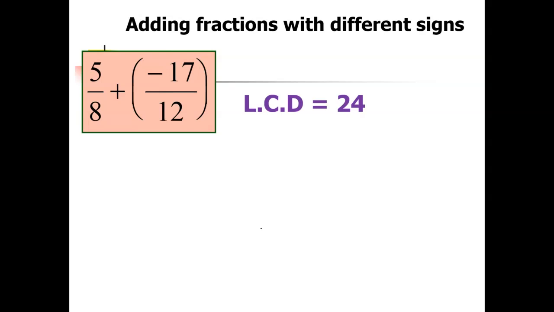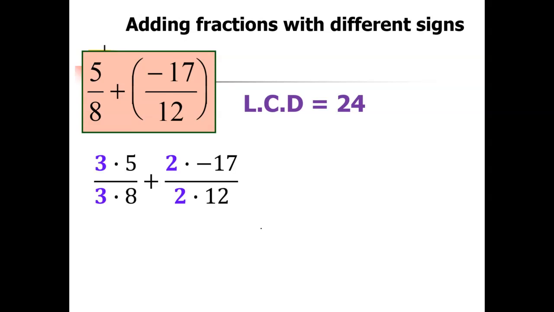Let's multiply the first fraction top and bottom both by 3. And let's multiply the second fraction top and bottom by 2. This is what you will see. Multiply 3 and 5 to get 15. 3 times 8, 24 for the first fraction. 2 times 17 is going to be 34. Just keep the sign negative. Over 2 times 12 will be 24.